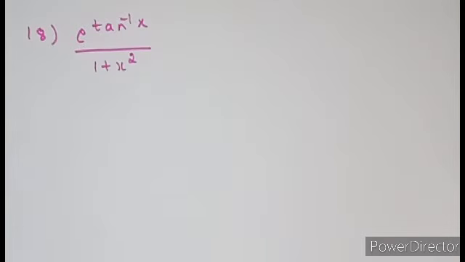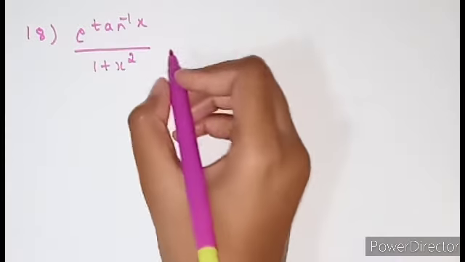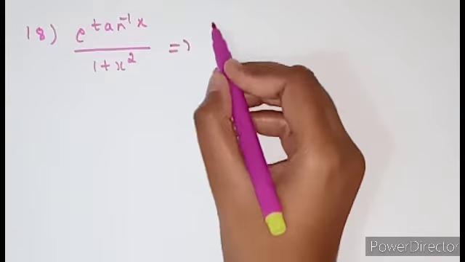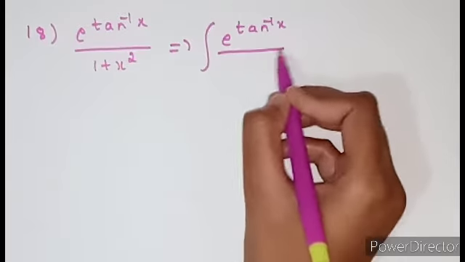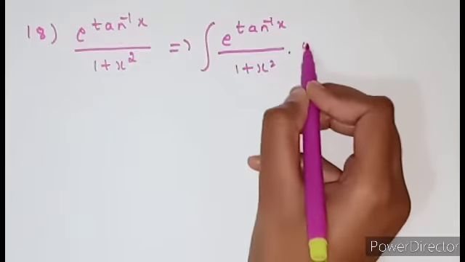Hello friends, so today in this video we are going to start from the 18th question of exercise 7.2. So let's get started. Here comes the 18th question, e raised to tan inverse x upon 1 plus x square. First, we have to take the integral of e raised to tan inverse x upon 1 plus x square into dx.